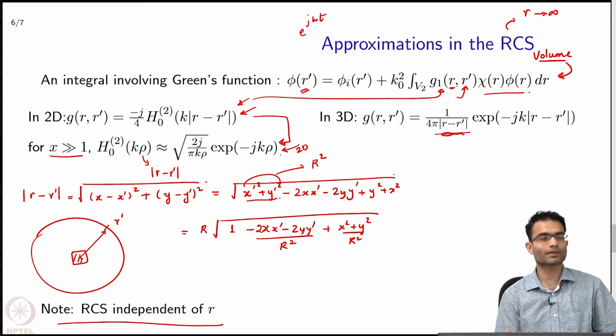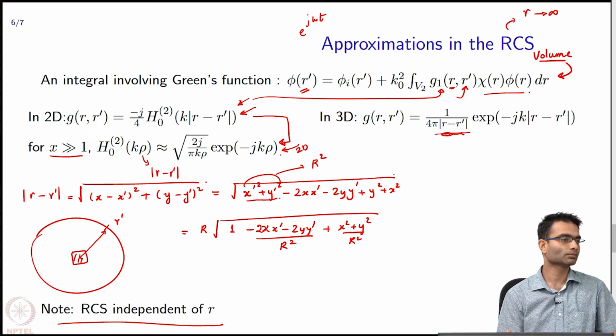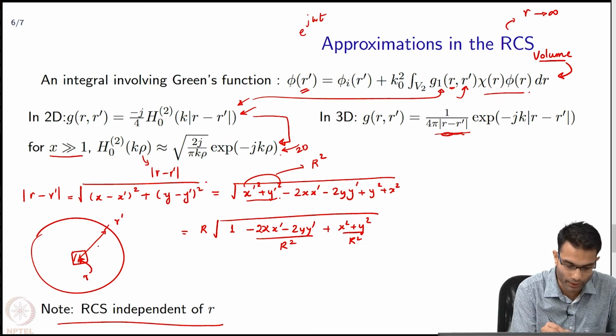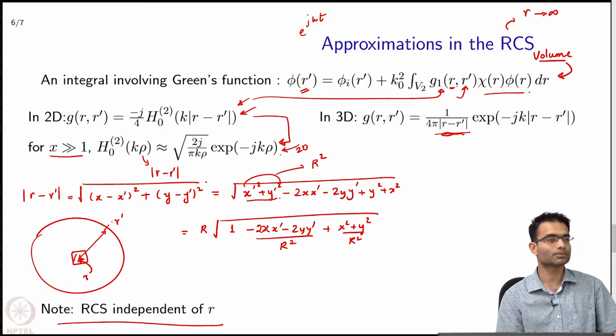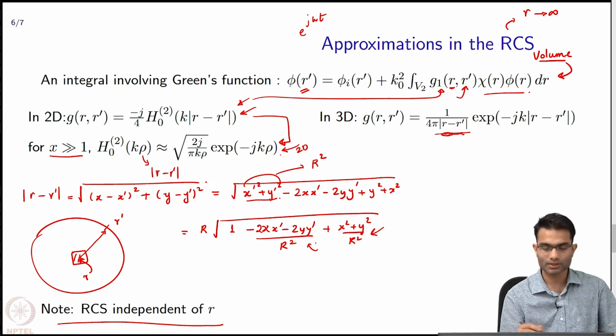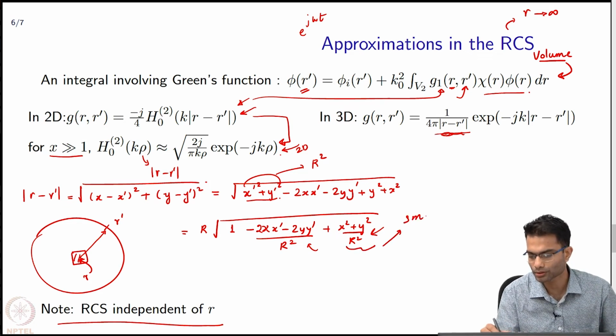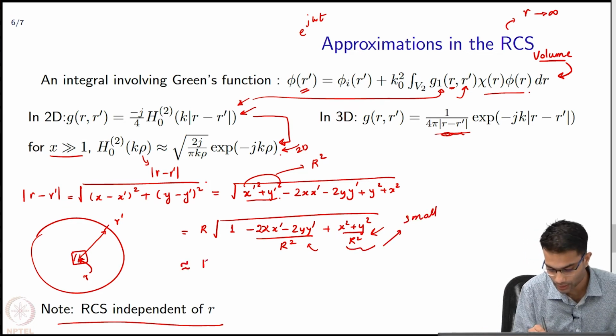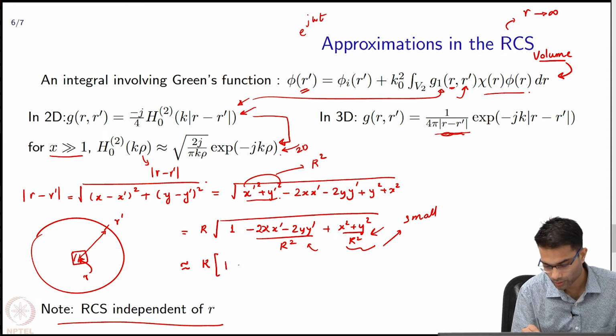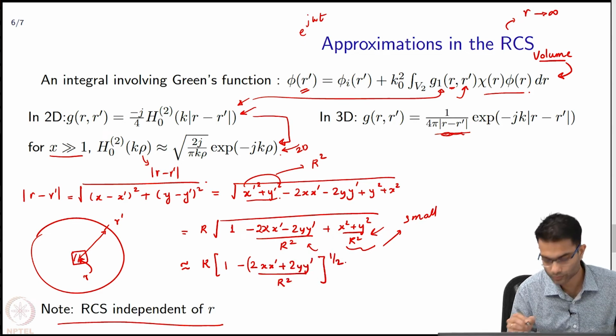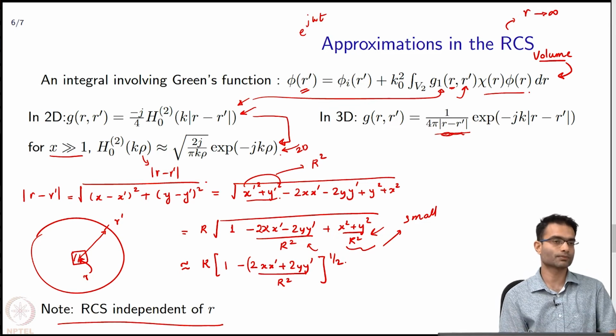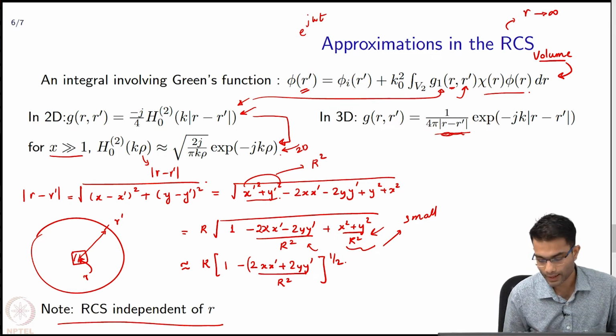Now, from these terms, which one do you think I can ignore, given that r lives over here and r prime lives outside? From these three terms, this has a square dependence on x and y, and this is a linear dependence on x and y, right. So, this term is actually going to be small, right. So, I can approximate this as R. I can ignore this term which is going to be very small.